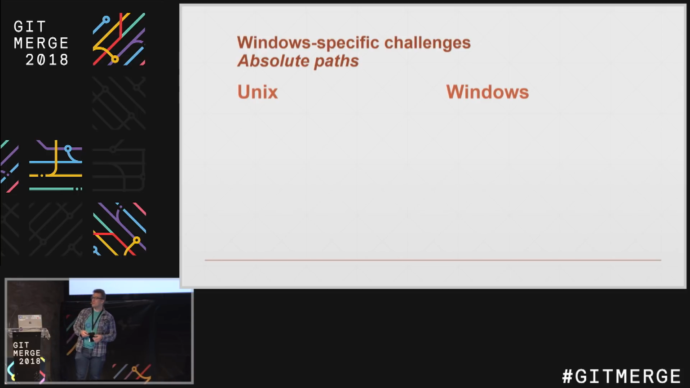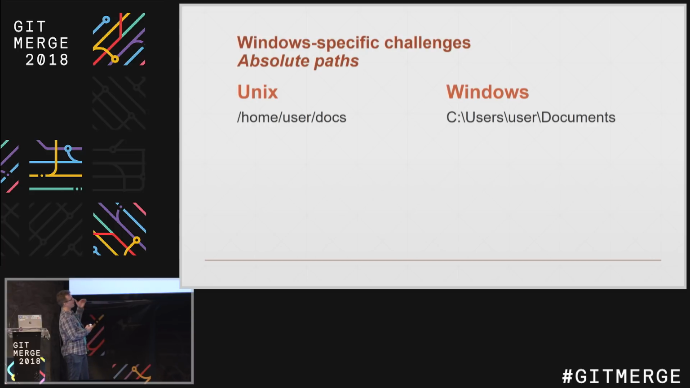Then another problem is that everybody on Linux assumes that every absolute path starts with a slash, because that's what it does. There's a unified file system. Even the devices are mapped into that, so they start with /dev. Wonderful. On Windows, it's not that way.